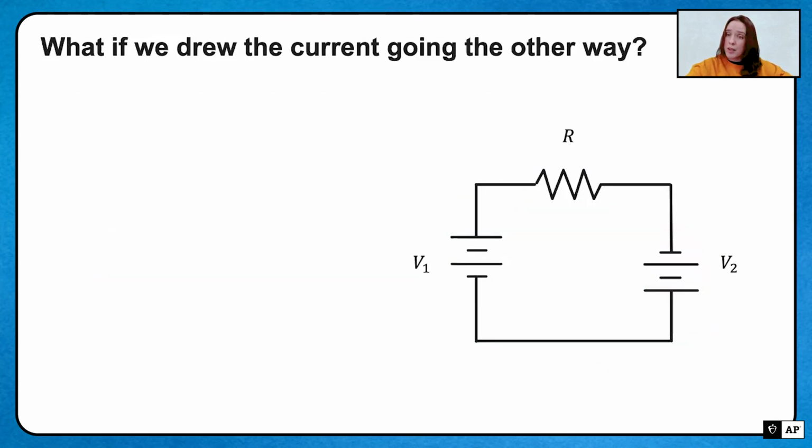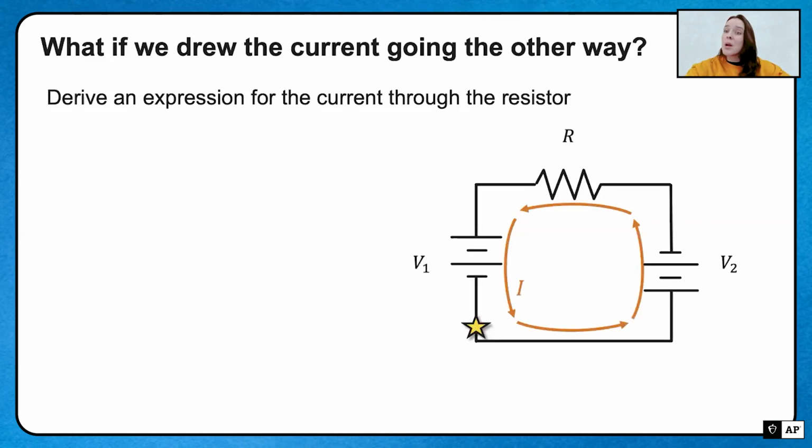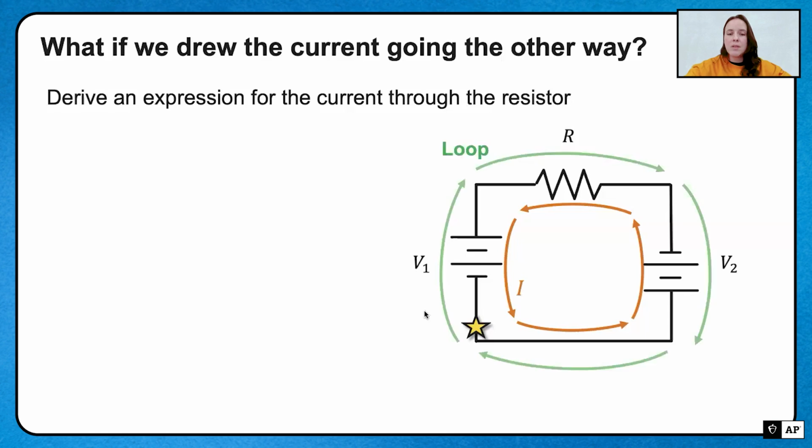Okay, so earlier I said that the direction that you sketch your current doesn't actually matter. And I'm going to show you what happens if you draw it the wrong way. So let's do the same problem, but this time let's have our current going the opposite way. So I have my starting point, and I'm going to do my current counterclockwise this time. But I'm going to follow my loop clockwise like we did before.